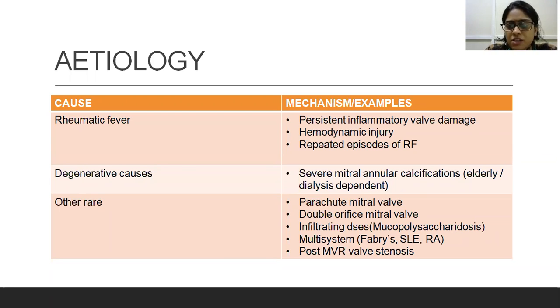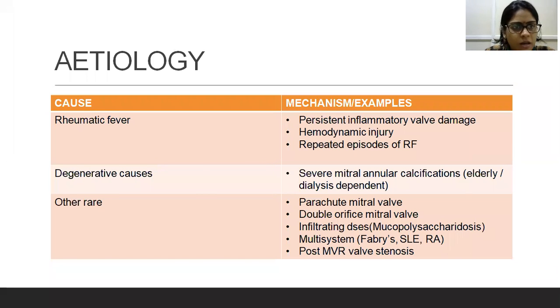You can also have double orifice mitral valve. You can have infiltrating diseases like mucopolysaccharidosis and sarcoidosis. You can also have multisystemic diseases like Fabry's disease, systemic lupus erythematosus, and rheumatoid arthritis. Lastly, in post-mitral valve repair, having repaired the mitral valve, there is a chance of restenosis because of continuing inflammation. Okay, so these are the other rare causes.